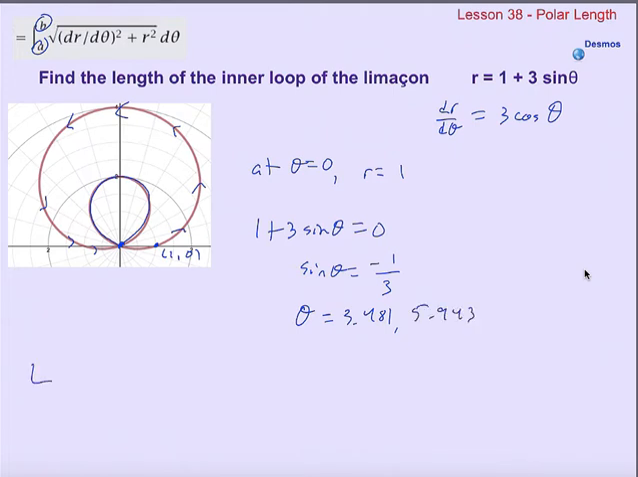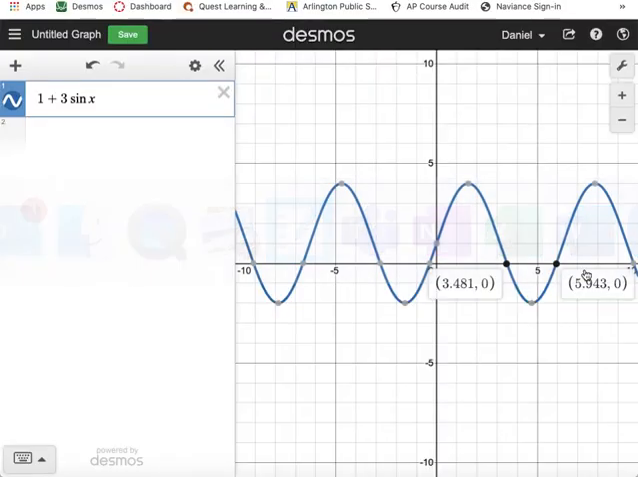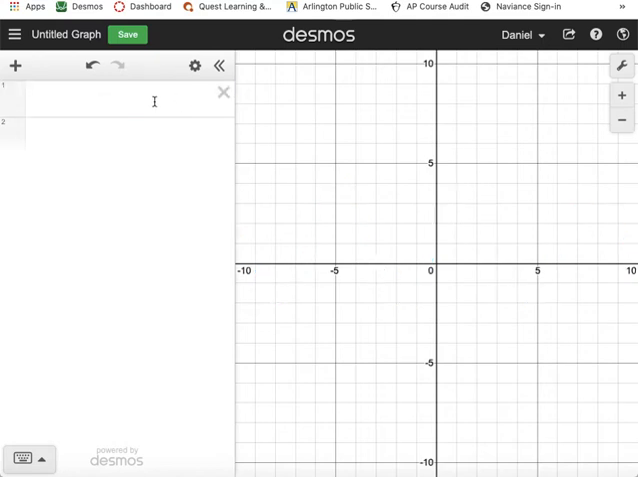And so our overall arc length will be the definite integral from 3.481 to 5.943 of the square root of dr d theta squared plus 1 plus 3 sine of theta squared, all in respect to theta. And again, we're not doing that one by hand. We would go back to our integral for that.